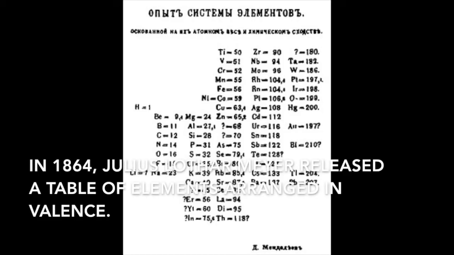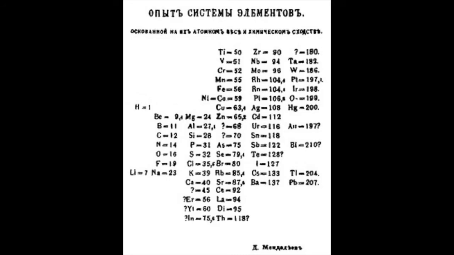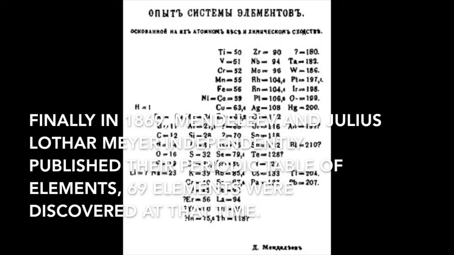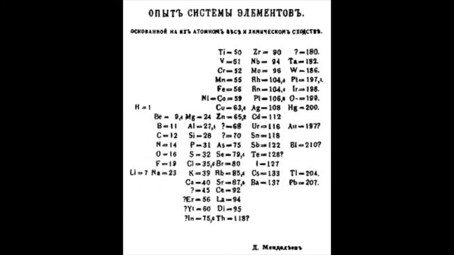In 1864, Julius Lothar Meyer released a table of elements arranged by valence. In 1865, John Newlands arranged elements based on atomic mass and found that elements with similar physical and chemical properties repeated every 8 elements. Finally, in 1869, Mendeleev and Julius Lothar Meyer independently published their periodic tables of elements. 69 elements were discovered at that time.